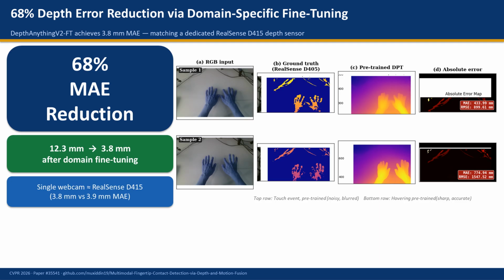Visually, the gap is stark. Pre-trained models produce blurry, featureless gradients. Individual fingers are indistinguishable, and errors reach hundreds of millimeters. Our fine-tuned model resolves each finger with sharp boundaries, enabling the millimeter-level discrimination that contact detection requires.